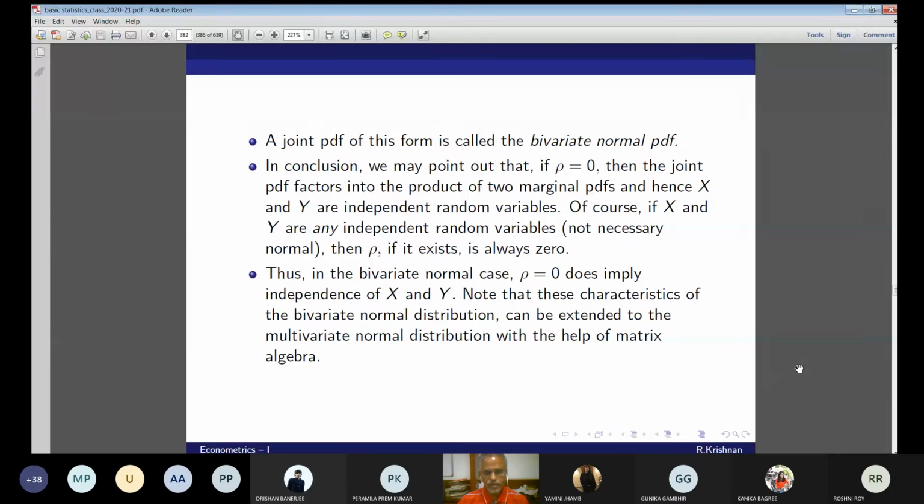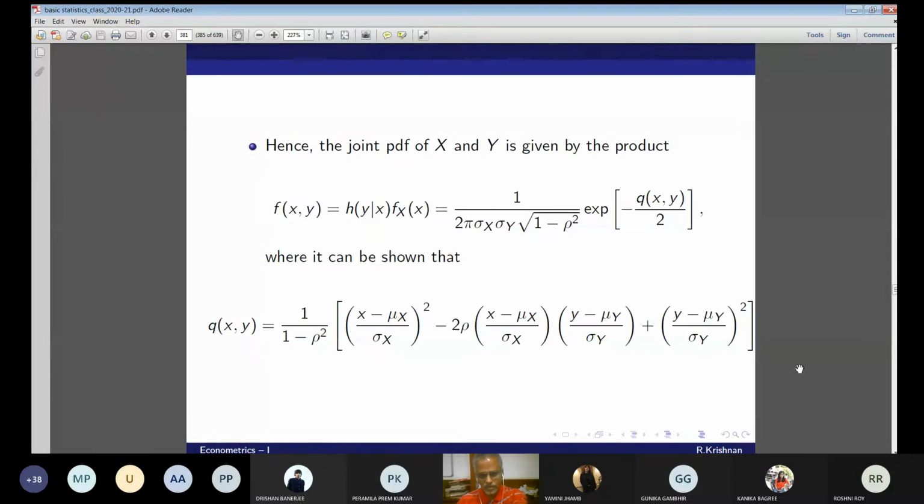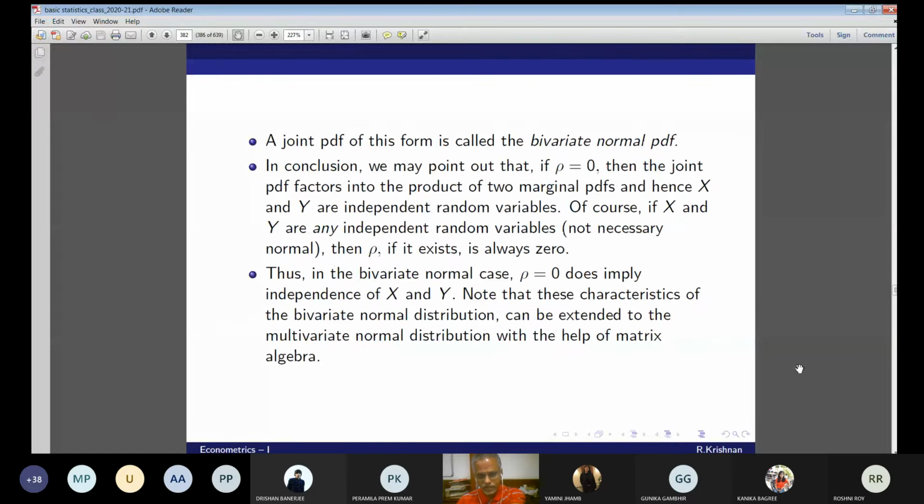In conclusion, we may point out that if rho equals 0, then the joint PDF factors into the product of two marginals. Hence, x and y are independent random variables. Of course, if x and y are any independent variables, not necessarily normal, then rho, if it exists, is always 0. We have shown this. Because in the bivariate normal case, rho equal to 0 does imply independence of x and y.